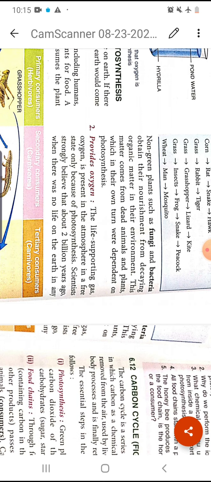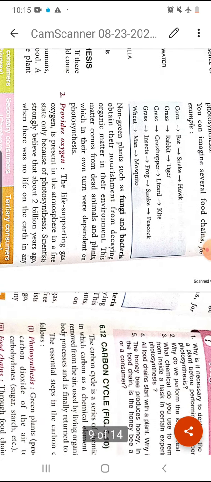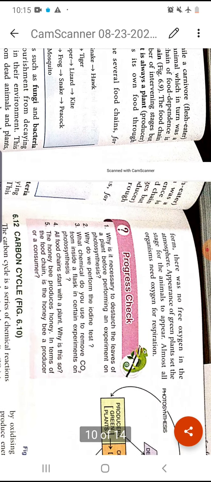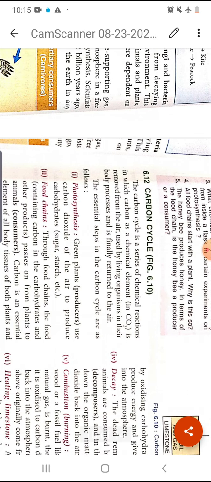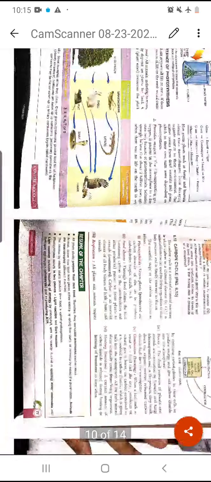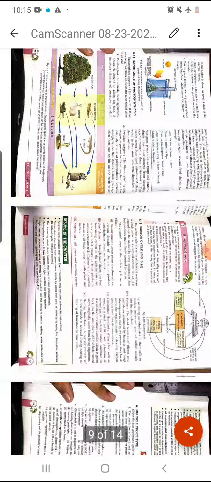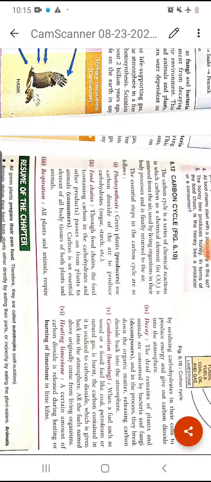And they provide oxygen. As you know, this is the life-supporting gas, so without this gas we cannot exist. So both the food and the oxygen are the most important materials for photosynthesis, for existing life.